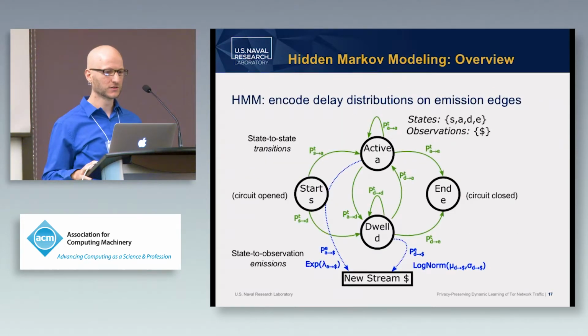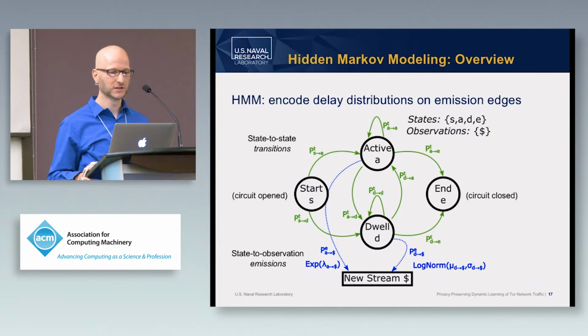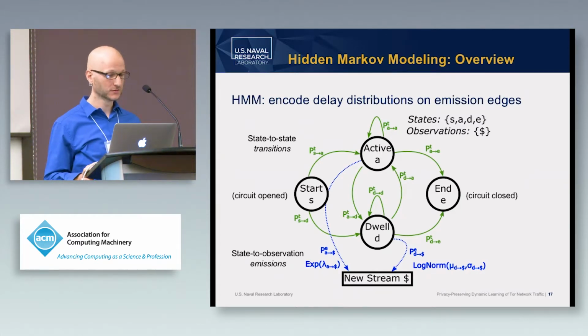So hidden Markov models are generally a way for us to model an application process. So here's an example of one for our stream model. We have 4 states. Circuit opens in the starting state, and then we have 2 states for circuit creation. One is active, where circuits are created more rapidly, and one is a dwell state, where circuits are created less rapidly, and when the circuit closes, it's in the end state.